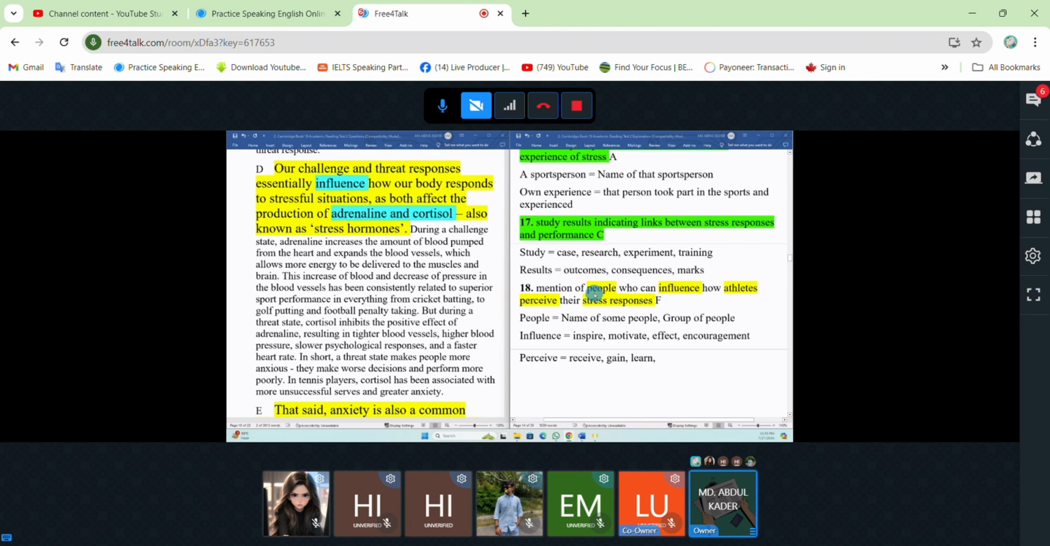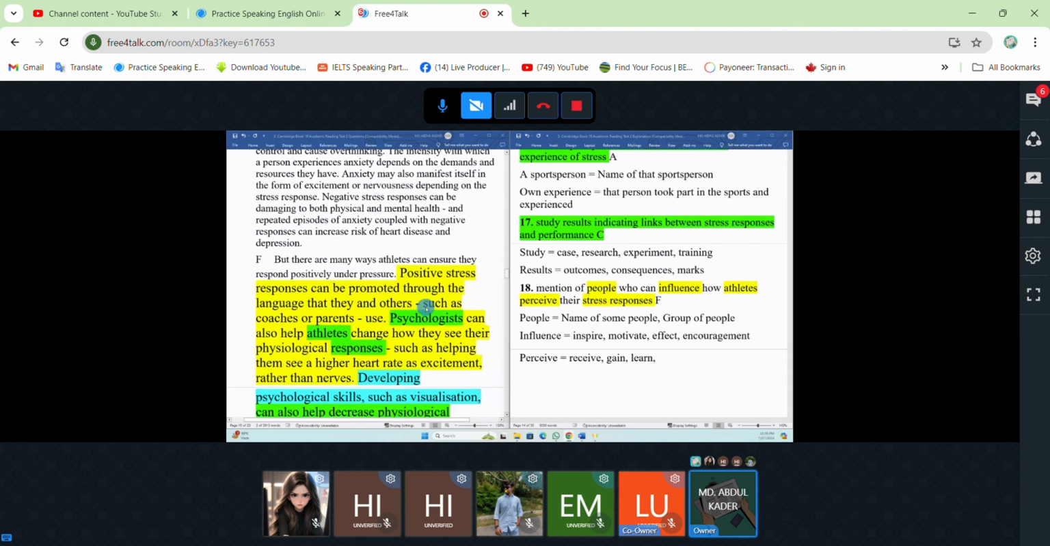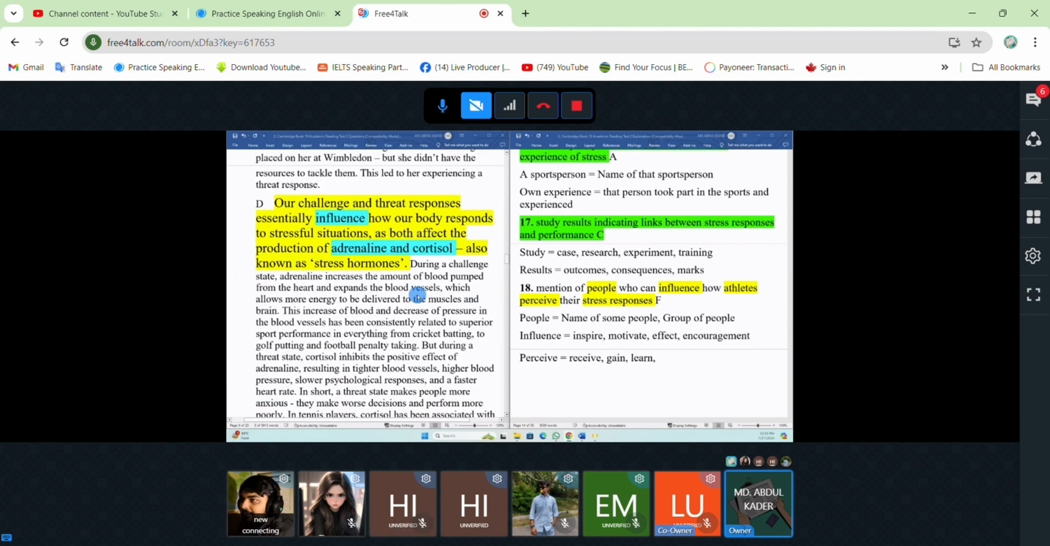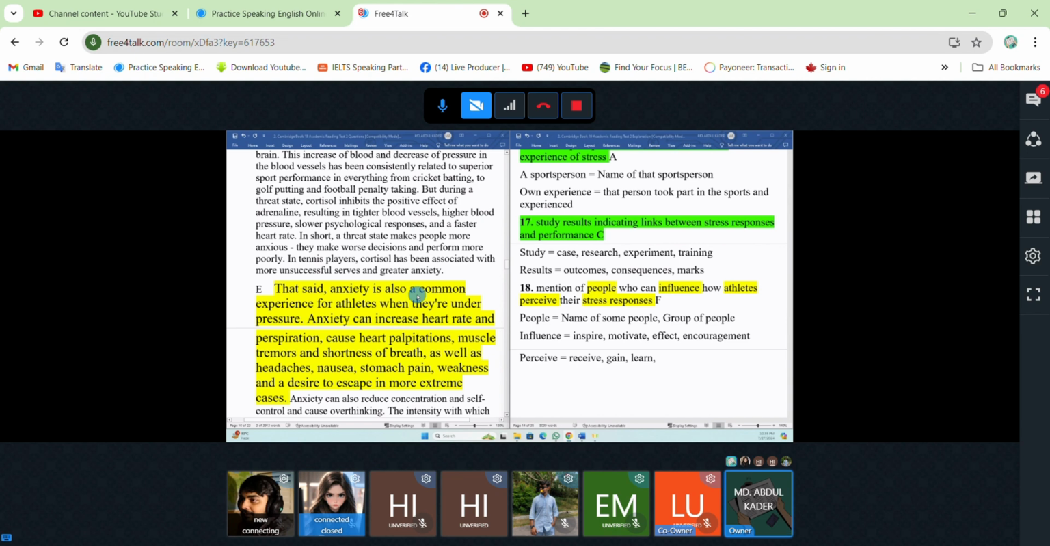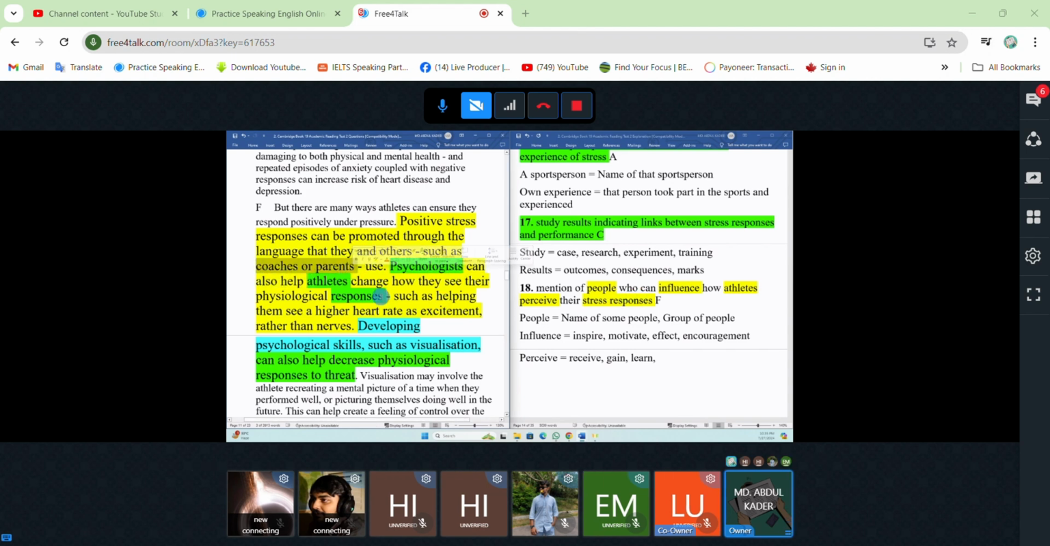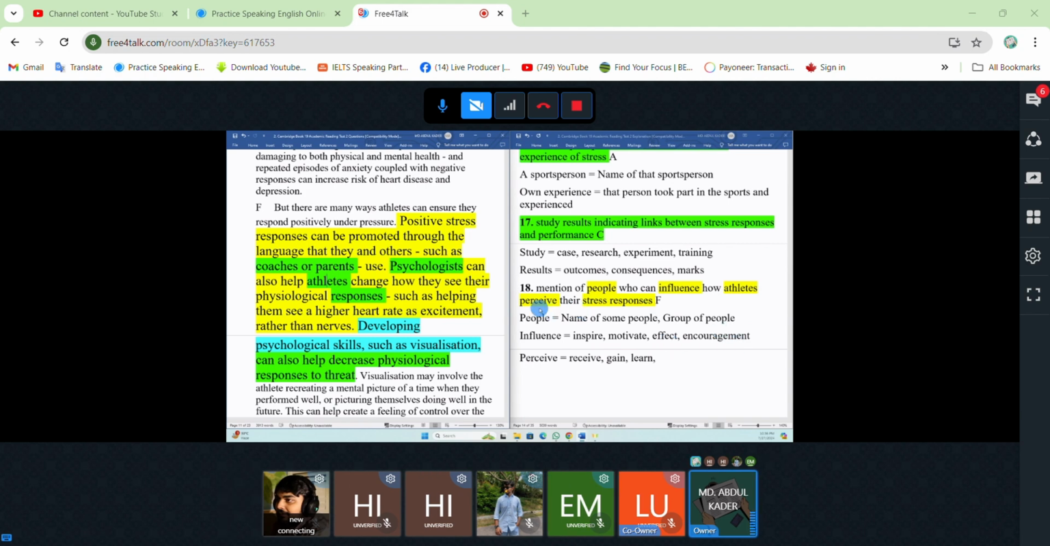And the last question, mention of people. Here we can see mention of people, which means a psychologist, right? Yes, paragraph if we've got the word psychologist. So mention of people means some psychologists and also other people. Here we can see coaches and parents. These are also other people, right? We should also consider them. So mention of people means the name of some people or group of people. Influence means inspire, motivate, effect, or encouragement. And perceive means receive, gain, or learn. And stress responses.